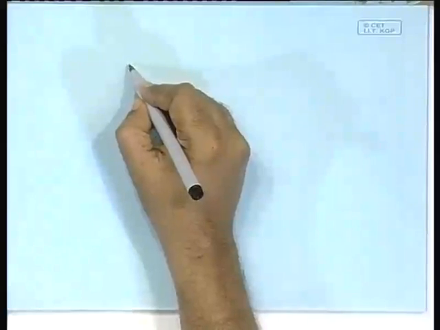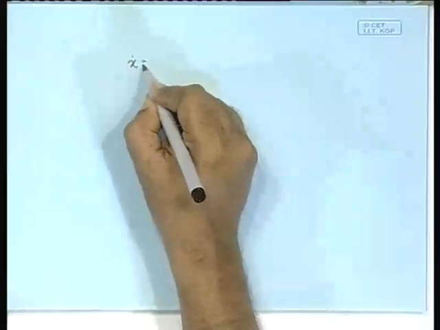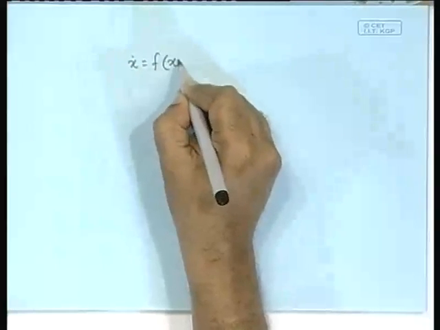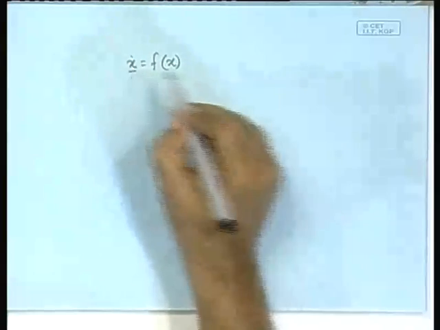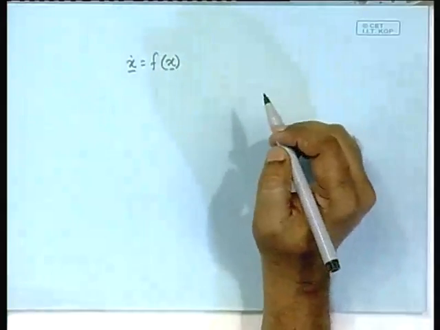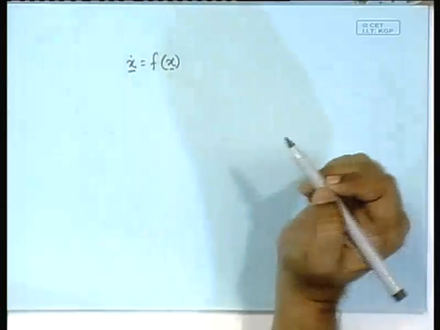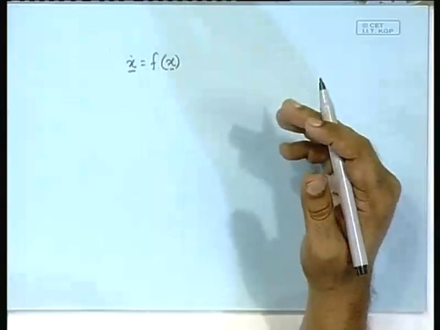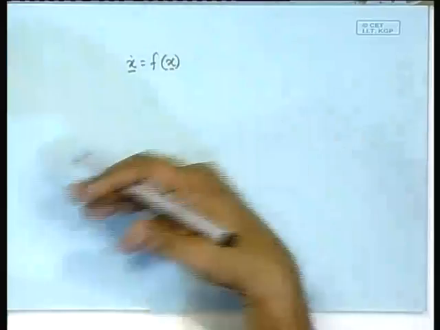So far we were talking about systems that are smooth everywhere. Smooth means everywhere differentiable. That means we have been considering equations of the form x dot is equal to f of x, where x is a vector and this function f is continuously differentiable everywhere. We are considering that kind of systems.